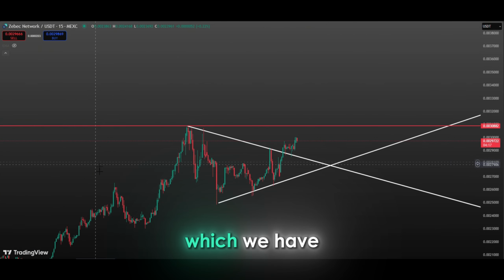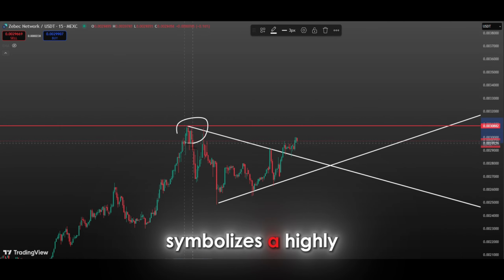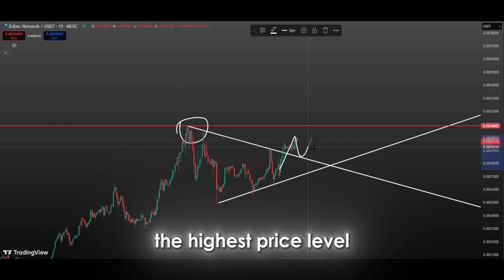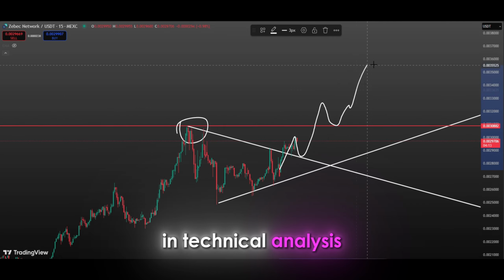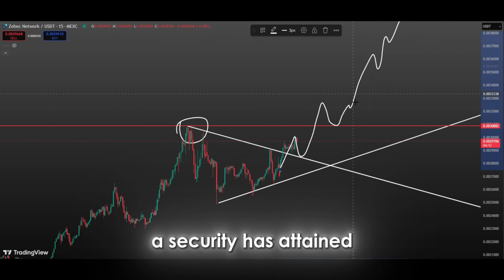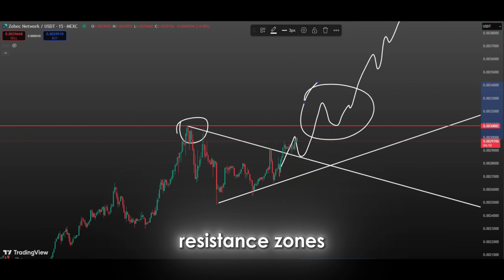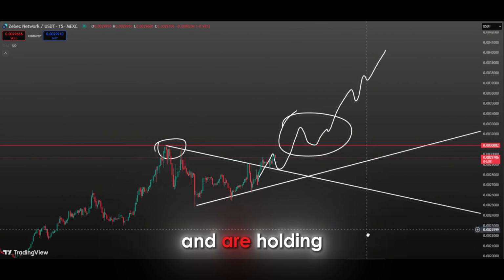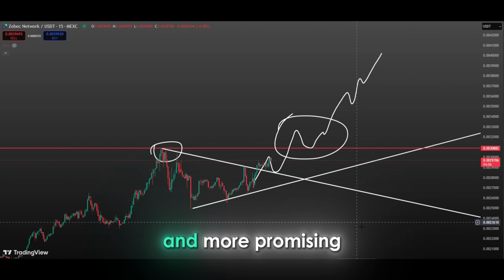This red line, which we have been monitoring for a long time and which investors have been closely watching, symbolizes a highly important barrier in technical analysis. This line represents the highest price level the asset has ever reached, its all-time high. In technical analysis, all-time high levels mark the highest peak a security has attained and often act as strong psychological and structural resistance zones. At these levels, investors may take profits, or those who previously bought high and are holding losses might sell to break even. However, if the price breaks through this level, it could open the door to a much larger and more promising move.